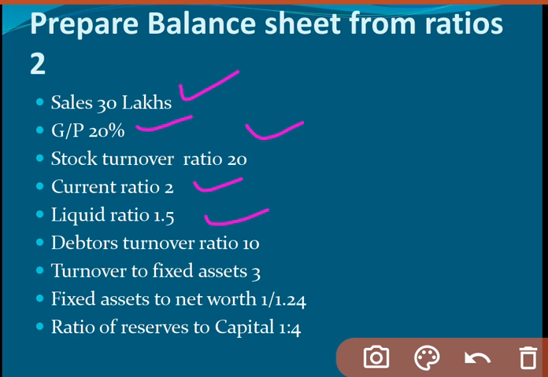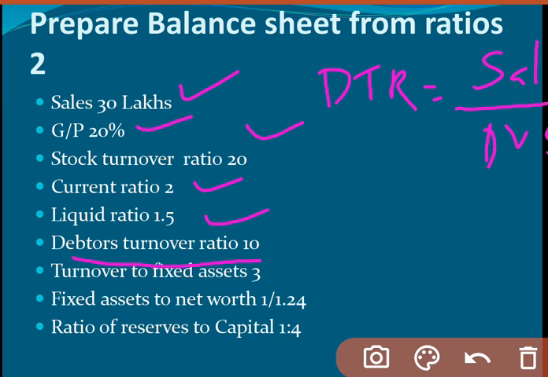The next item given is the debtors turnover ratio, which is 10. Debtors turnover ratio is calculated using the equation net credit annual sales divided by average trade debtors. The debtors turnover ratio is given, and the sales value is also given, 30 lakhs. As there are no cash sales, we assume that all the sales of 30 lakhs are on credit. Based on this we can find the value of debtors.